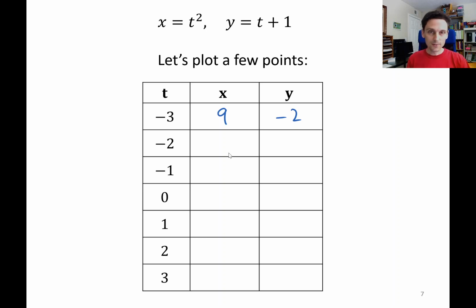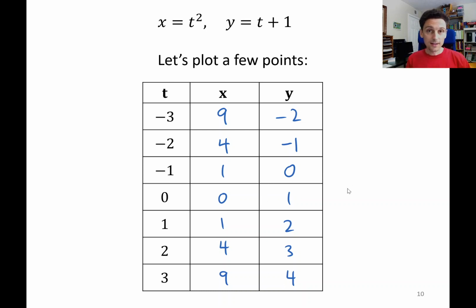What about for t equals -2? What's your x and your y? If you said 4 and -1, then that would be correct. Now you can do this for all these other t values, and this is what you would get for the xy pairs.